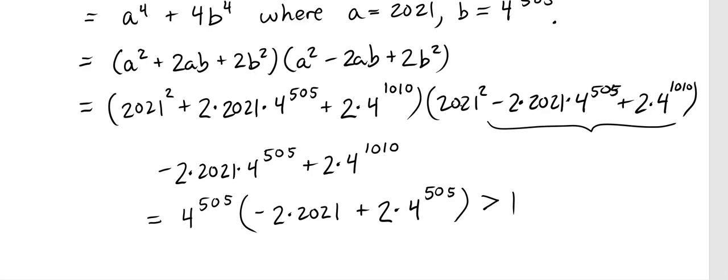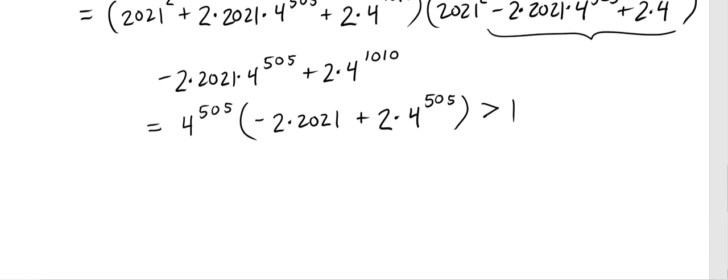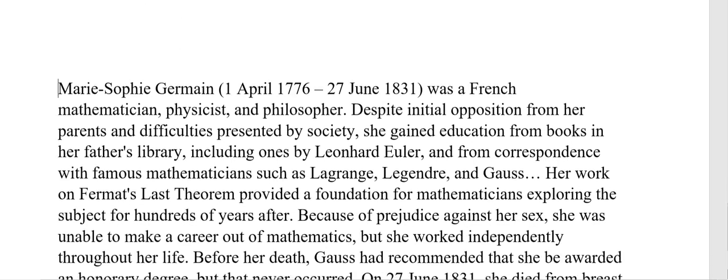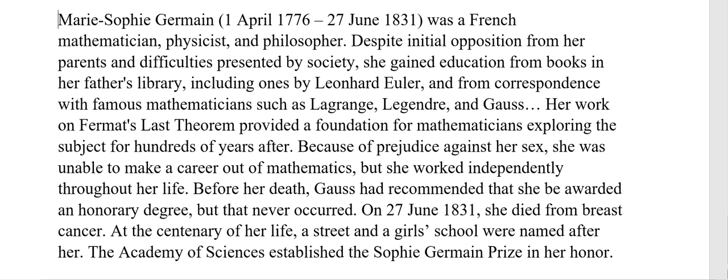Okay, let's end the video by just reading the introduction from Sophie Germain's Wikipedia page so we can find out who this identity is named for. So Marie Sophie Germain, born in 1776, was a French mathematician, physicist, and philosopher. Despite initial opposition from her parents and difficulties presented by society, she gained education from books in her father's library, including ones by Leonhard Euler, and from correspondence with famous mathematicians such as Lagrange, Legendre, and Gauss. Her work on Fermat's last theorem provided a foundation for mathematicians exploring the subject for hundreds of years after.